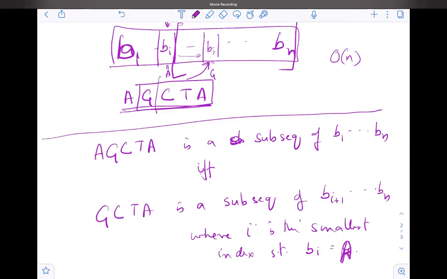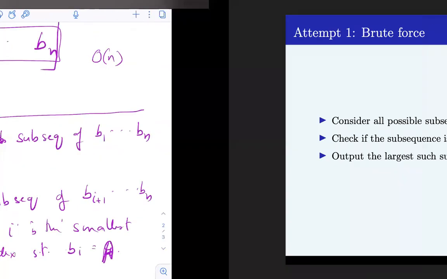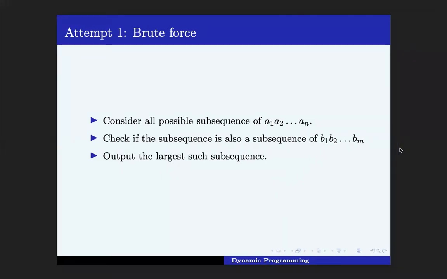But that doesn't solve the longest common subsequence problem. So what can we do for finding the longest common subsequence? One option is to find all possible subsequences of A1 to An, there are 2 to the power n such things, and find out which of them are subsequences of B1 to Bm. By that you will find the longest common subsequence of A1 to An and B1 to Bm. Is this algorithm clear? Yes, sir, it's clear.